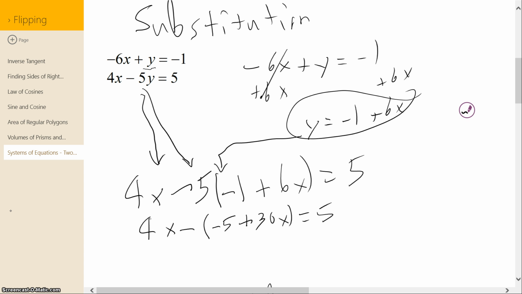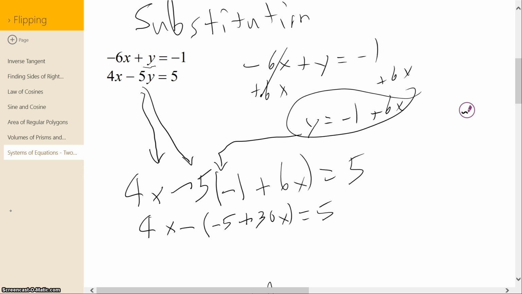That doesn't change. And then I'm just going to distribute this negative here. So the negative and the negative make this plus 5, and then the negative distributed to this positive 30x makes it negative 30x, equals still 5 on the right. Okay, let's clean this up a little bit. So I've got negative 26x plus 5 equals 5.